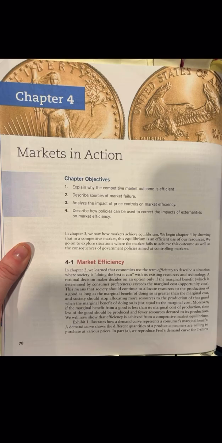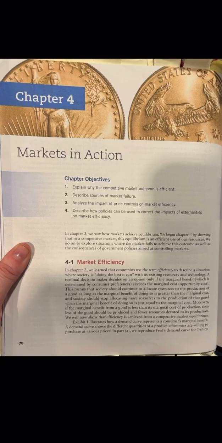In Chapter 3, we saw how markets achieve equilibrium. We begin Chapter 4 by showing that in a competitive market, this equilibrium is an efficient use of resources. We go on to explore situations where the market fails to achieve this outcome, as well as the consequences of government policies aimed at controlling markets.